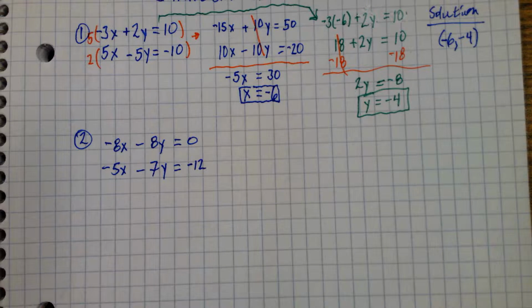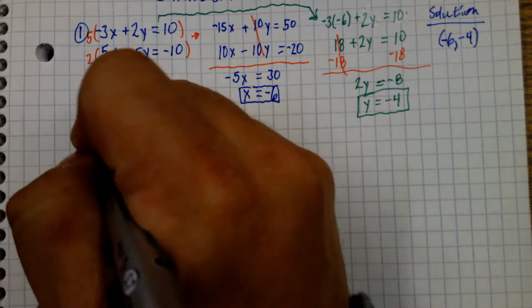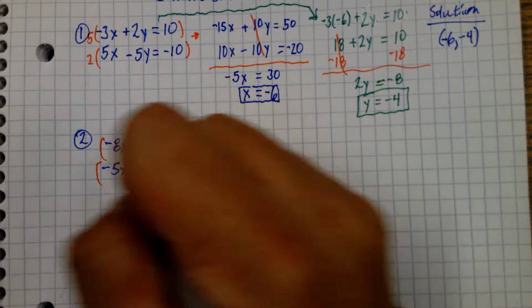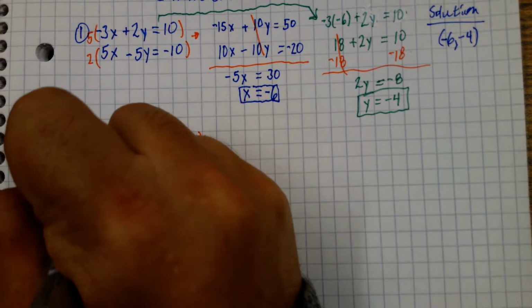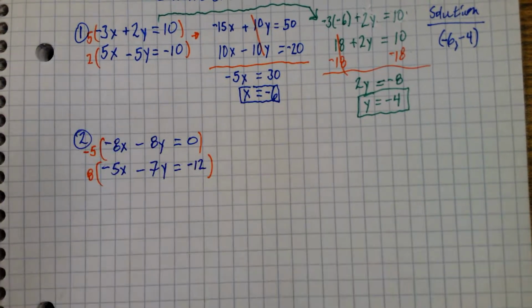Okay, so do we want 40s or 56s? 40s, yeah, smaller. I would go with that. Yes, 40 is a smaller number. Make it easier whenever possible. Okay, so let's multiply both of them. I think what was suggested was -5 here and 8 there.